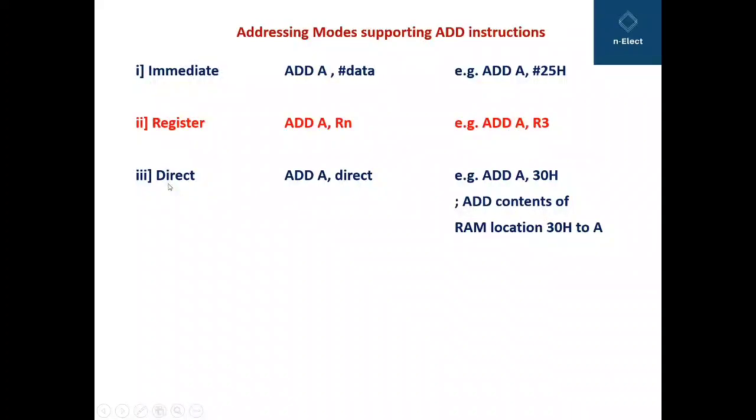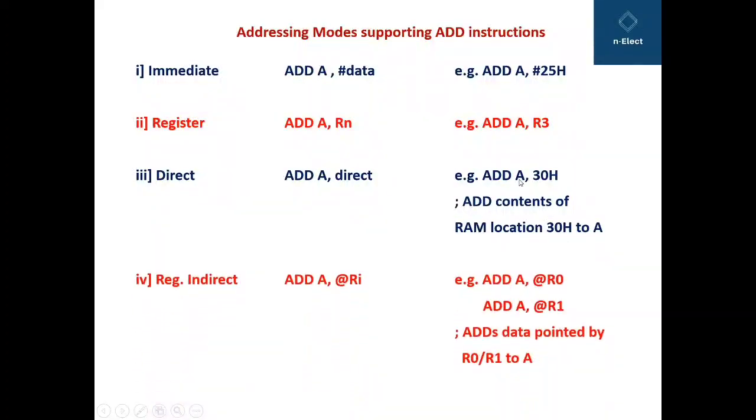Next, the direct addressing mode supporting add instruction. The add instruction is written like this for this addressing mode: ADD A, direct. For example you can write ADD A, 30H. Since there is no hash sign here, 30H is a memory location. So the contents of the location whose address is 30H will be added to the contents of accumulator and the result will be stored in accumulator.